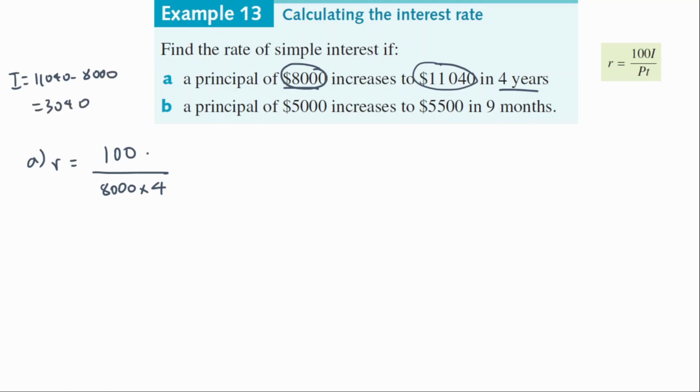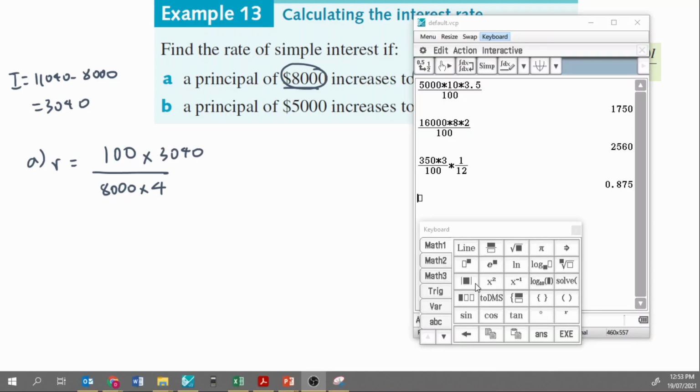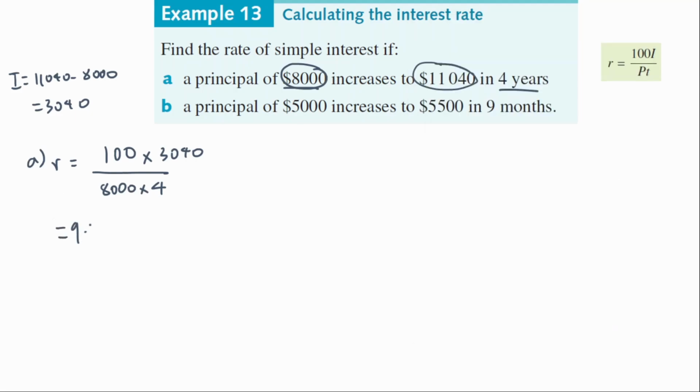So I just need to write 100 times 3,040 here. Once you've done that, get your CAS calculators out again and rewrite that straight into your calculator. I need the fraction sign there. Do 100 times 3,040 up the top divided by 8,000 times 4, and you'll get a value of 9.5. So we know the interest rate is going to be 9.5% per annum.